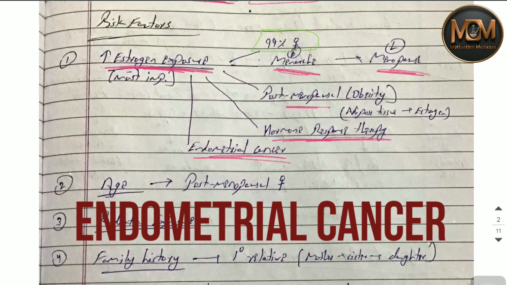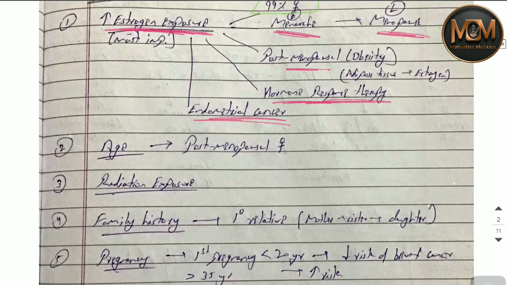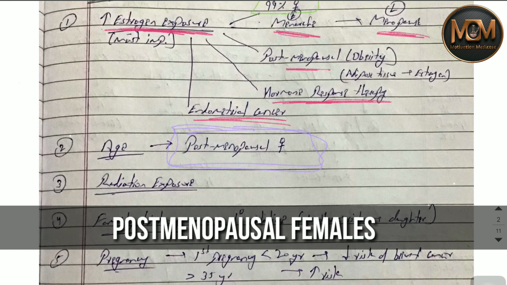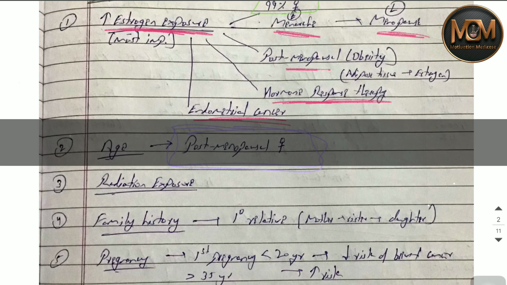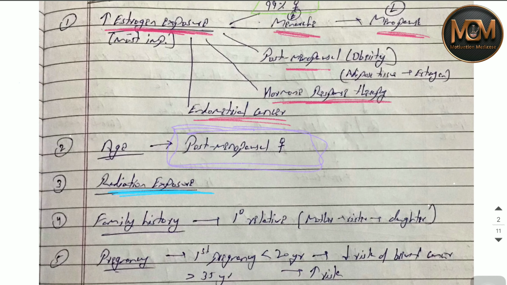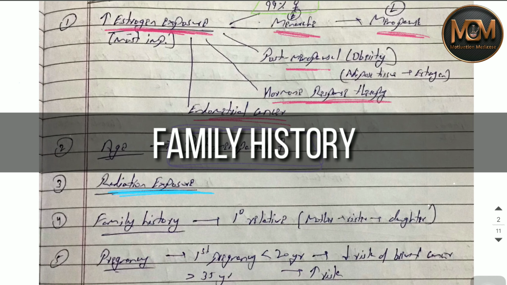The second risk factor for breast cancer is age. It is mainly seen in postmenopausal females. The third one is radiation exposure in the chest region. Radiation to the chest region is a reason for causing breast cancer. The fourth reason is family history.